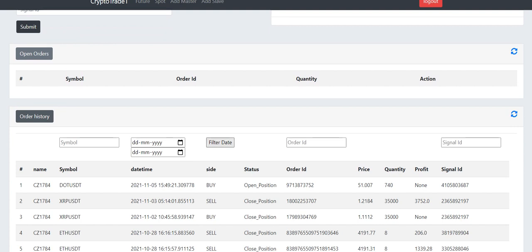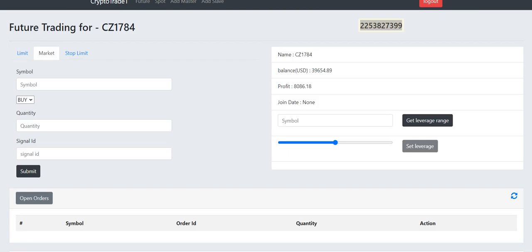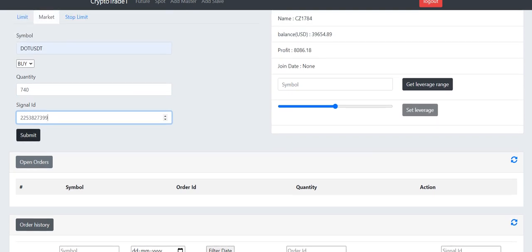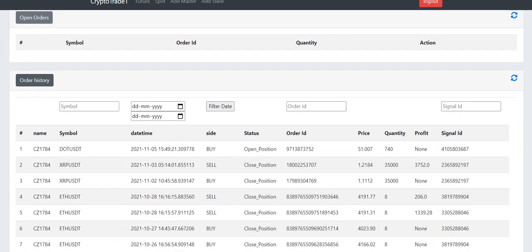And this is another client, CZ1784, where you can check the details about this trading and his balance capital in the futures segment. Till now a profit of around 8,000 plus we have delivered to the clients, and all this information you can check about the trades and the entries we have taken. We are taking the live entry into this account, so you can check what quantities we are going to buy in this particular segment.